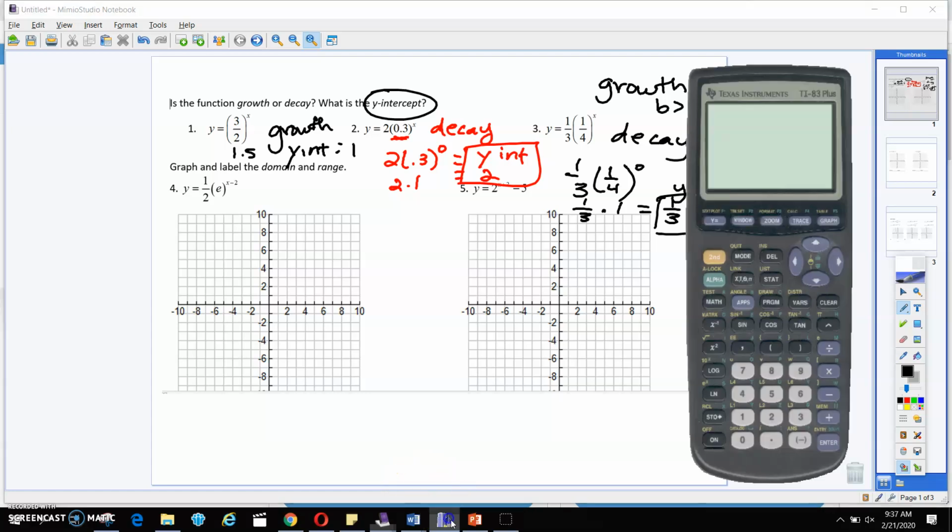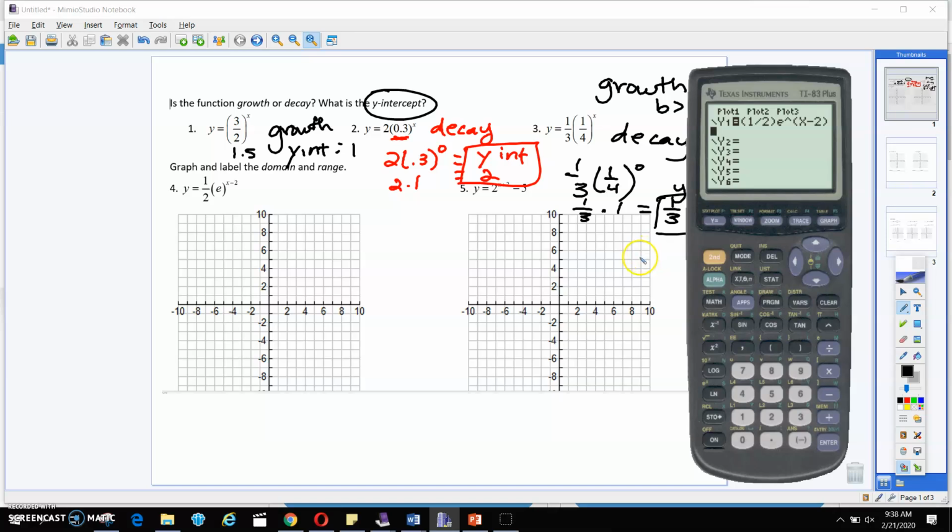Okay? All right, on the next one, we're going to graph and label the domain and range. So when we graph this, I would highly suggest you use a graphing calculator. You're going to go into that y equals button, and you're going to type parentheses 1 divided by 2, close parentheses, second ln, because that's going to give us that e, raised to the x minus 2, close parentheses.